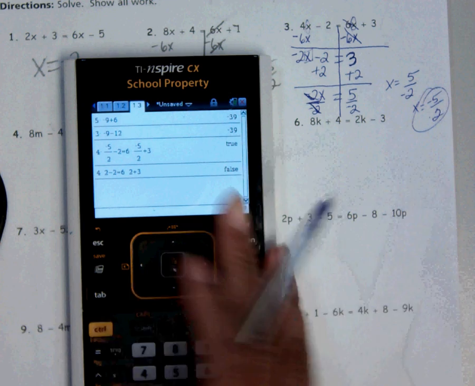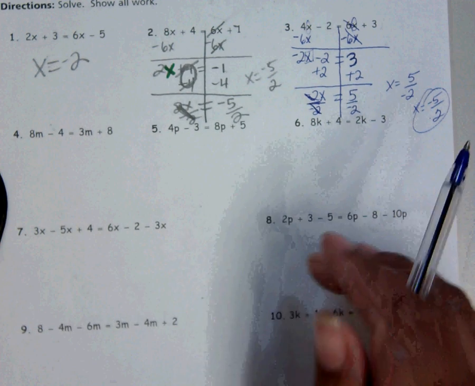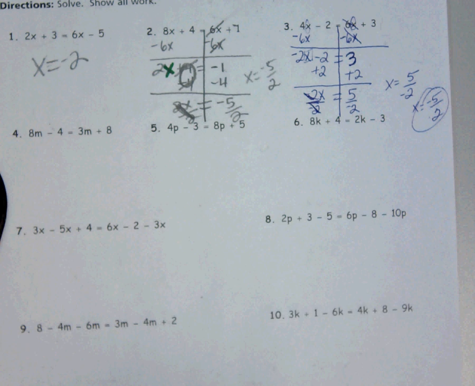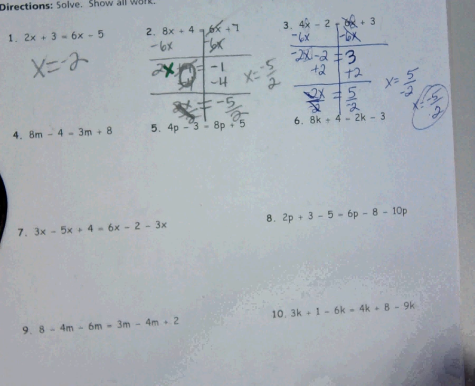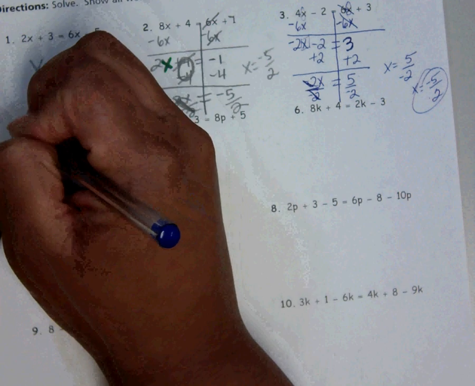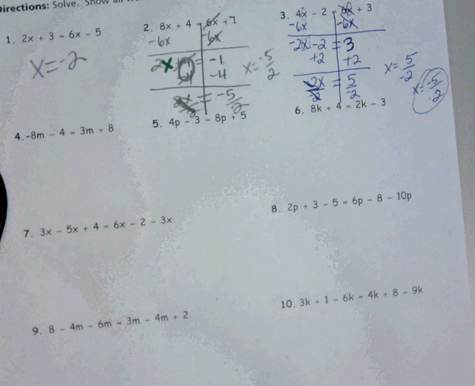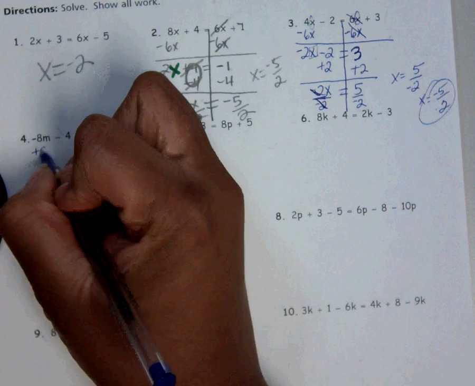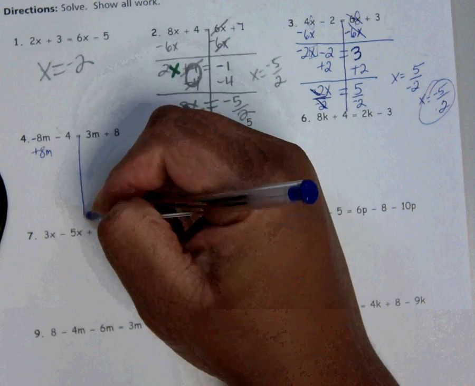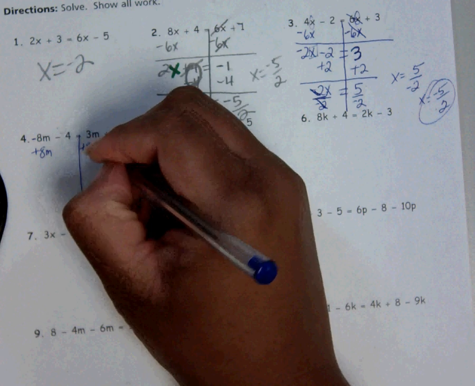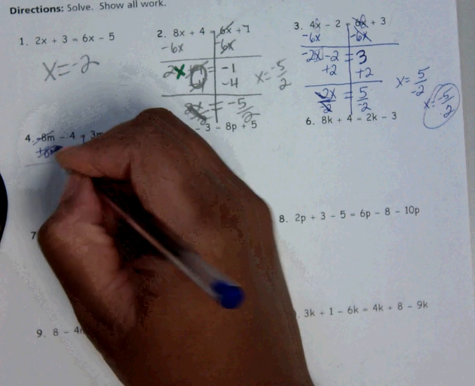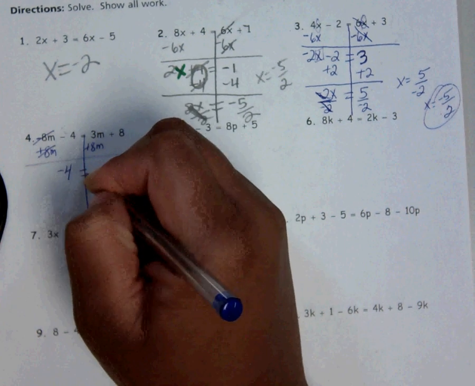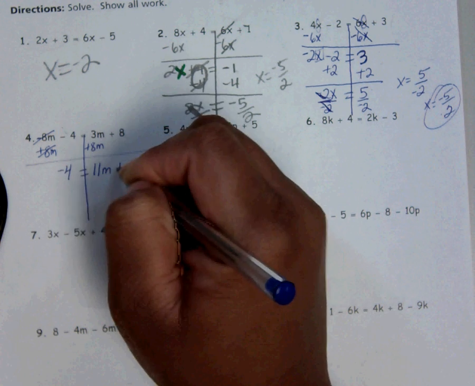So it tells you. I don't want to do too many more of these because I don't want to overload you at home, because I want you to come into class and practice. But I will do number 4 and put a negative on this. So with a negative there, this becomes plus 8m when I move it across my bar. Cancel, cancel. Negative 4 equals 11m plus 8.